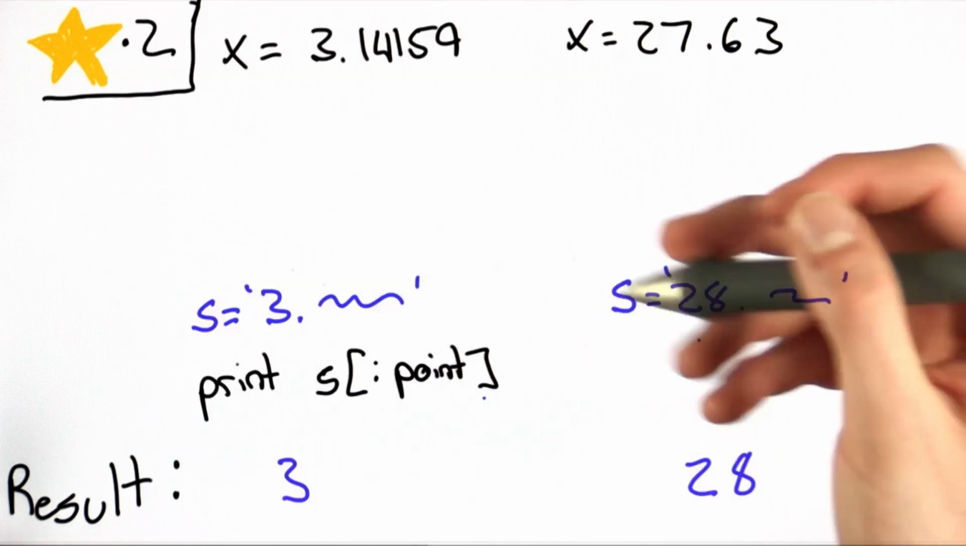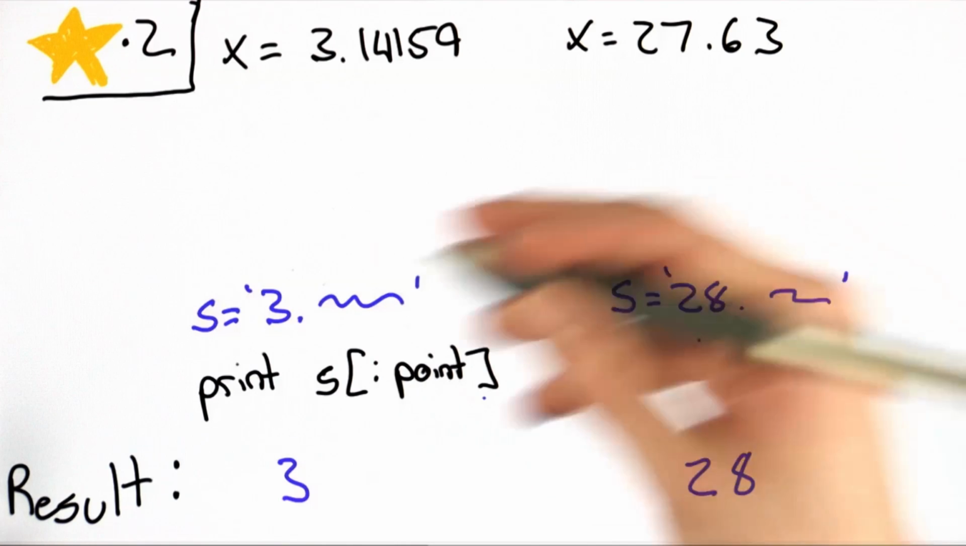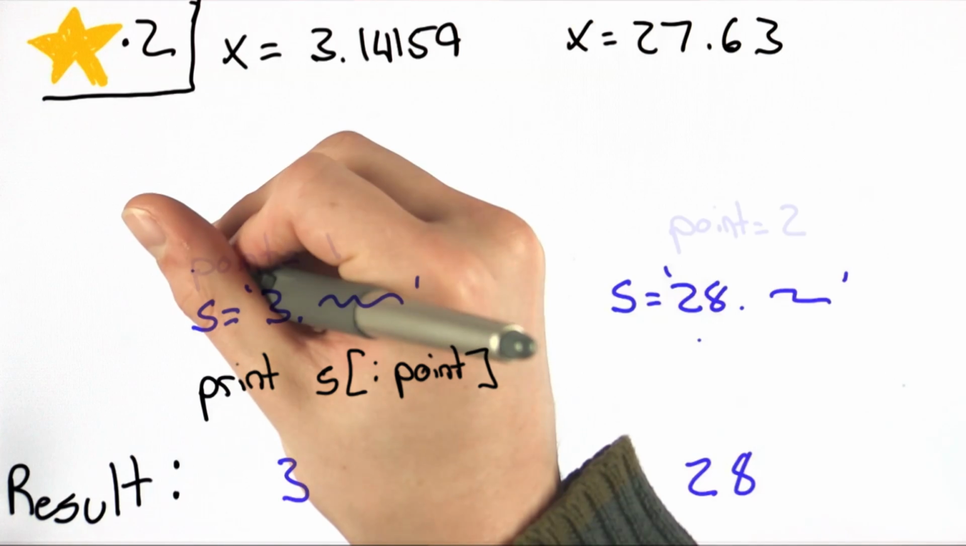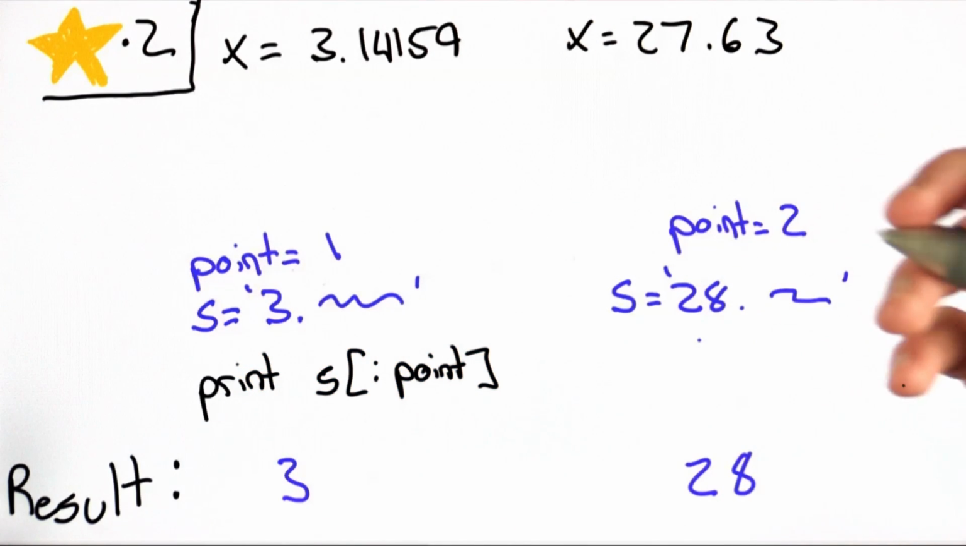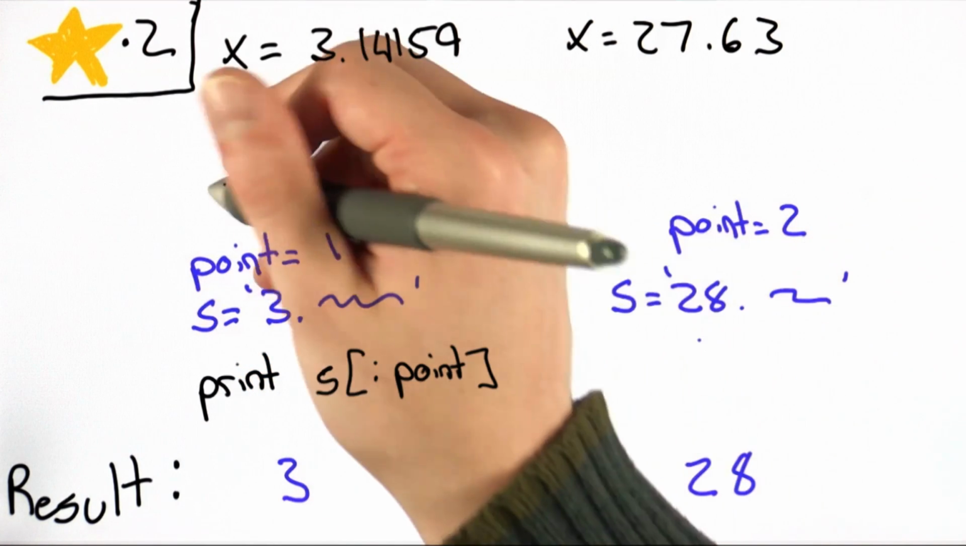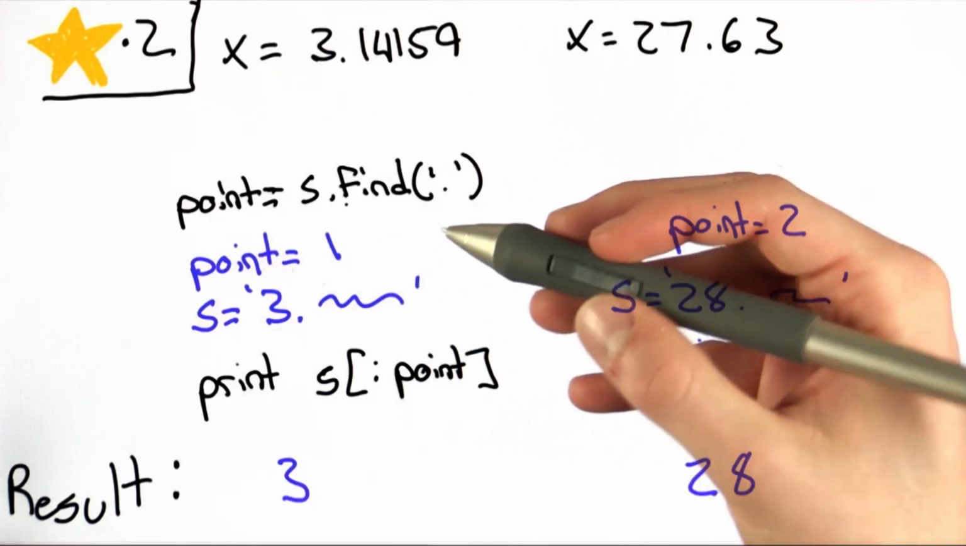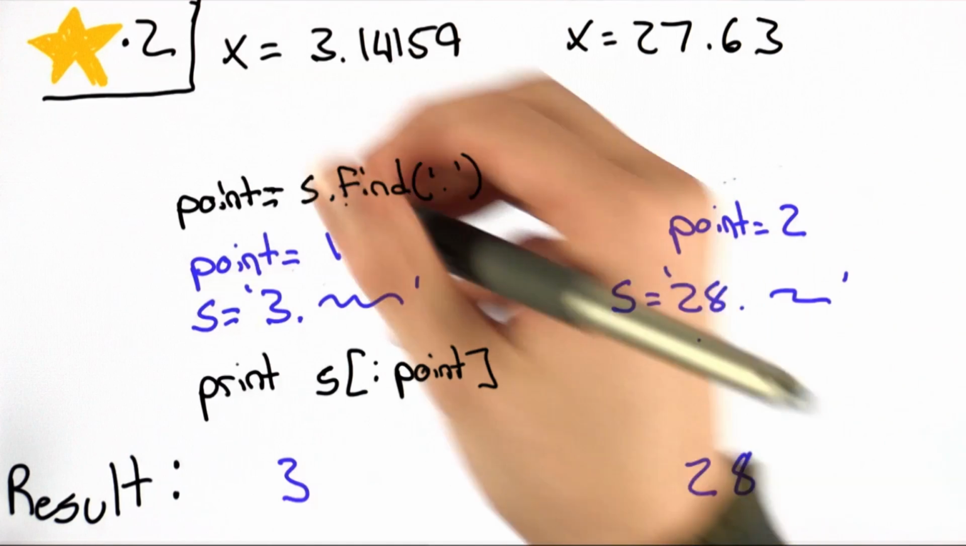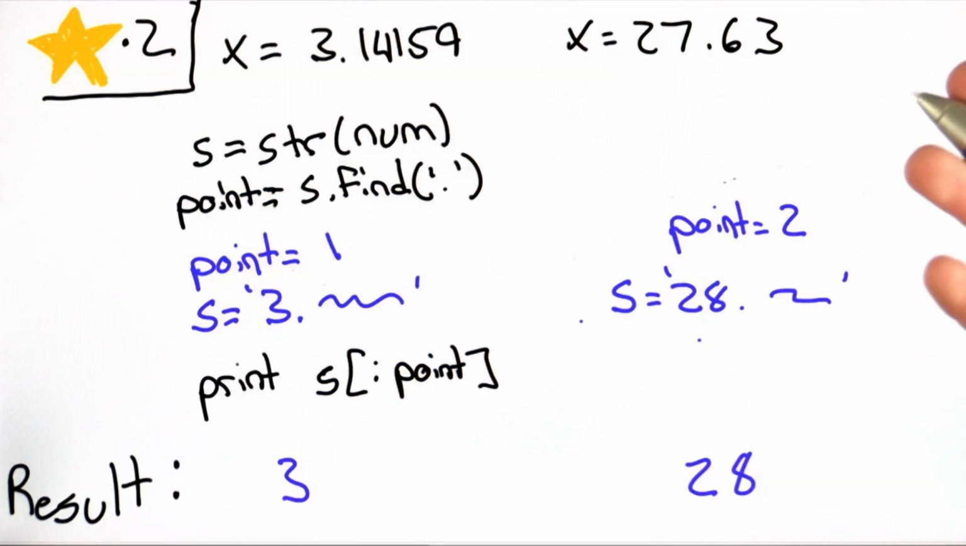Now we need point. Point represents the location of the decimal point in each string. Well, we can see that from looking at our string. So given S, we know how to find point. It's using the find command. So in order to get S, we probably had it as some form of number, and we turned it into a string using str. Now the question is, what did num equal?